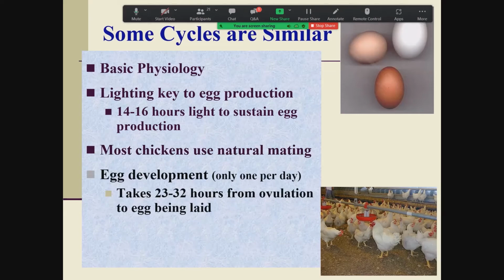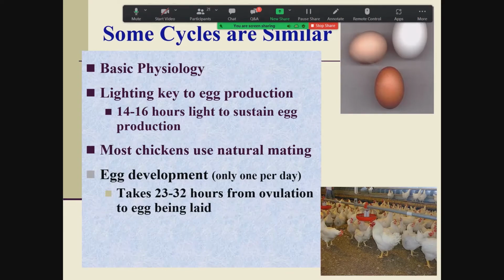The egg develops the same in the reproductive tract. There's only one egg at the most you can have per day. And it usually takes between 23 and 32 hours from when the yolk is ovulated into the reproductive tract until a whole egg is laid. So that's about a day's process. And if the next yolk is not ovulated within 20 minutes of the lay of that egg, you're going to have a day off. And a lot of that is also tied to the blood chemistry, which is a lesson in itself.